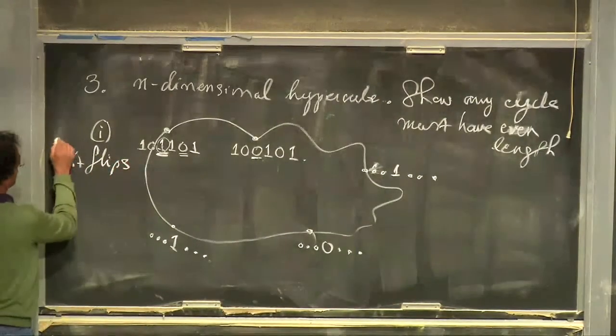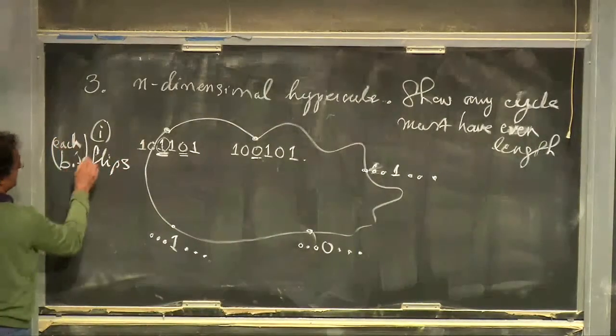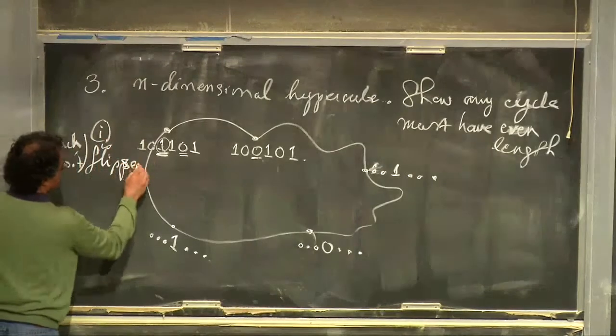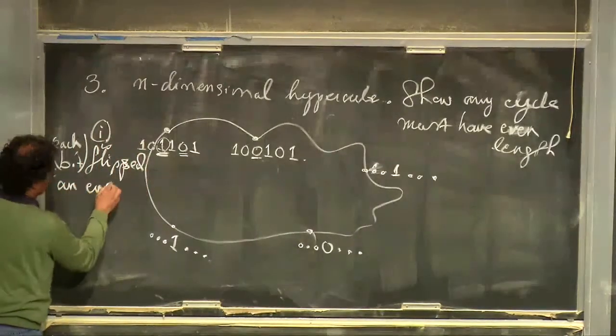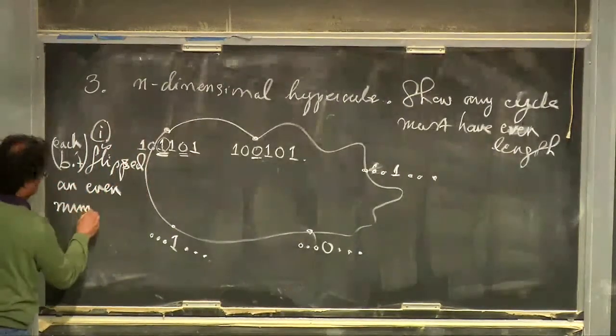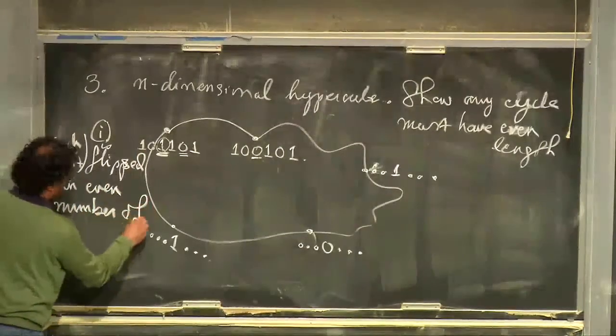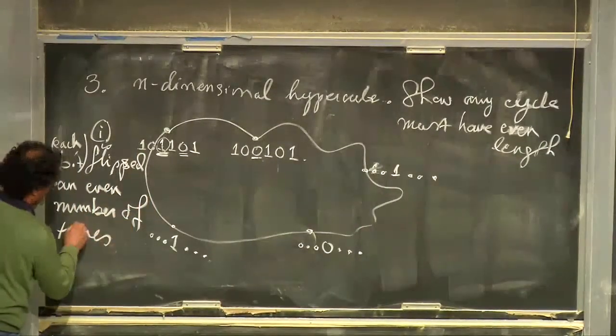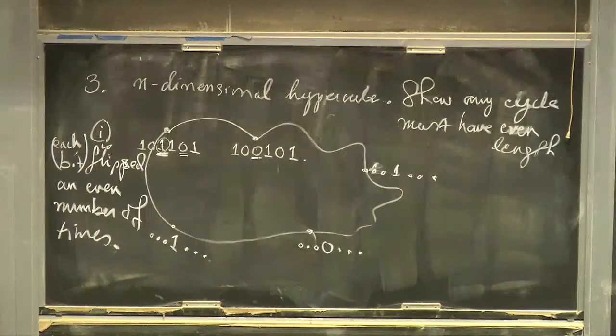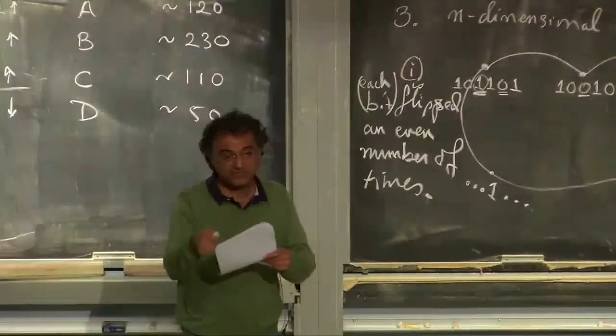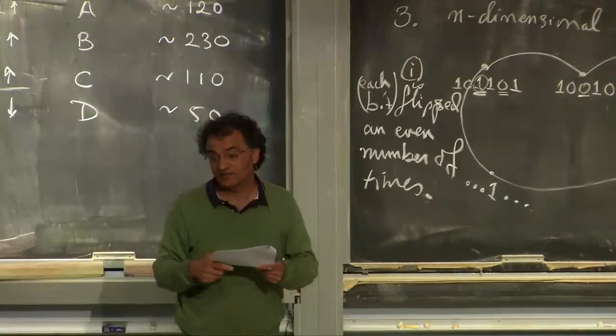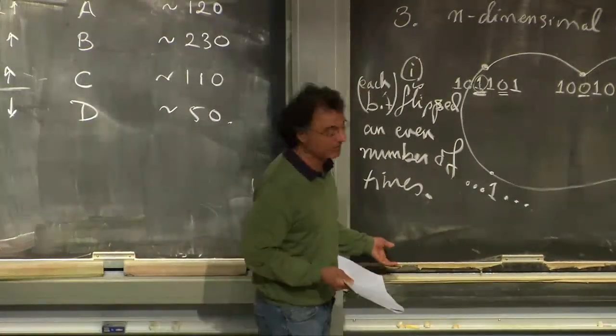Okay, so each bit is flipped an even number of times, and each such bit flip is an edge. That's the property of the hypercube. You're just flipping bits in order to move around in the hypercube. So that was one way you could think about it.